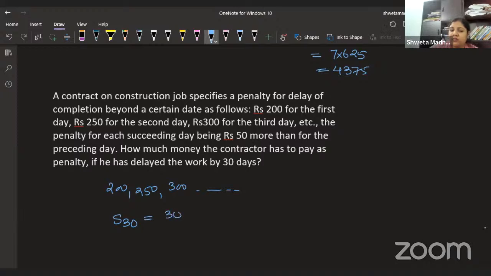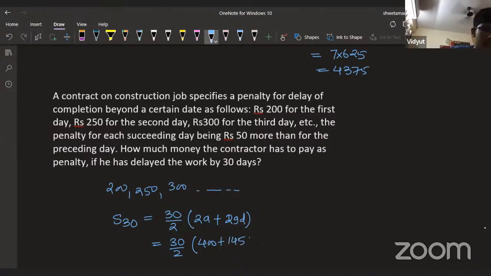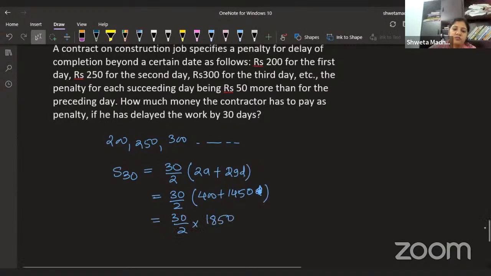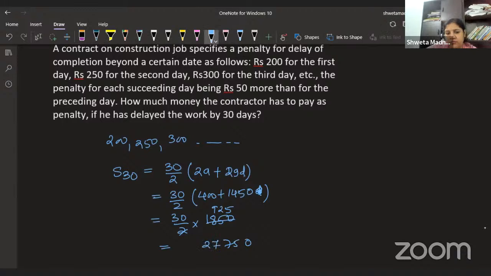S30 is equal to 30 by 2 into (2A plus 29D). 30 by 2 into (2A, that is 400, plus difference 50 into 29), which is 1450. So 30 by 2 into 1850, which is 925 into 30, giving 27750.